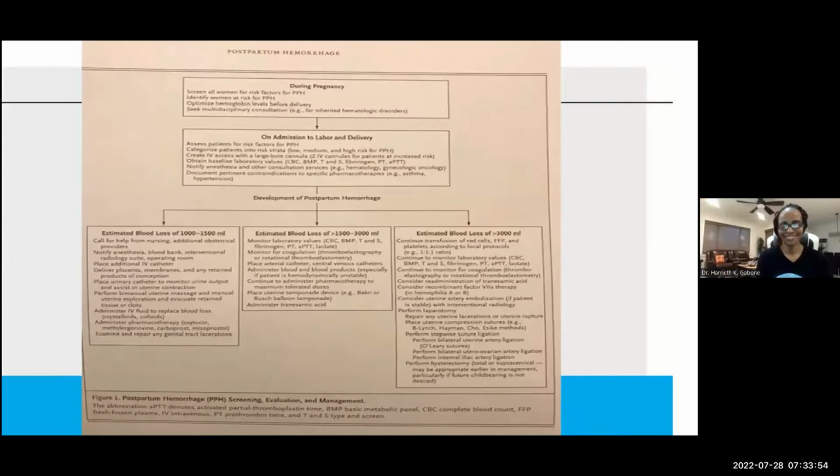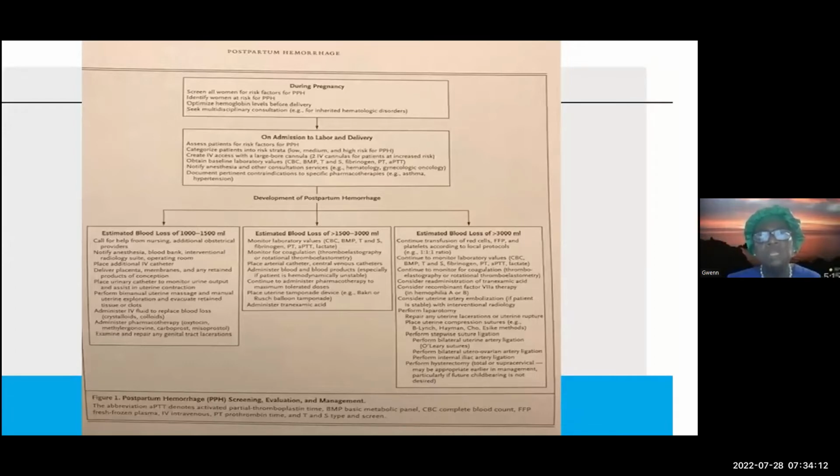Not yet. Okay. So in terms of protocols, this is a protocol that was just published in the New England Journal of Medicine. It talked about how, from the time the patient comes in, you should be screening those patients for postpartum hemorrhage. What are those risk factors?